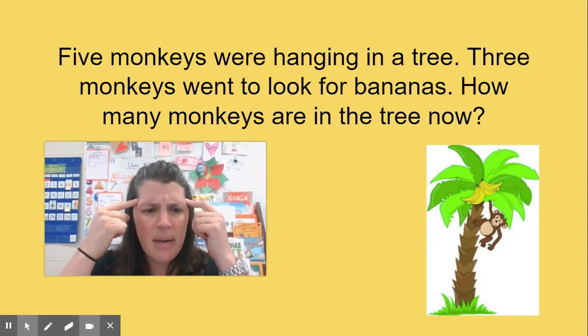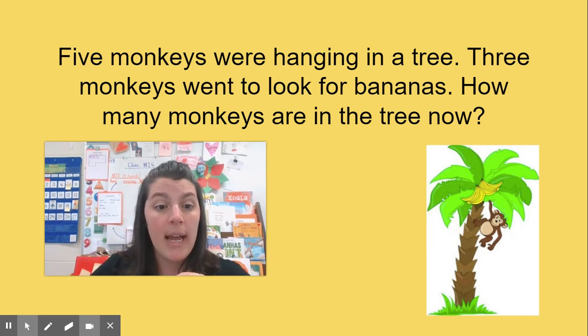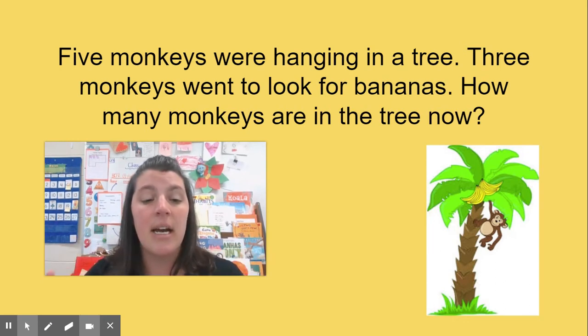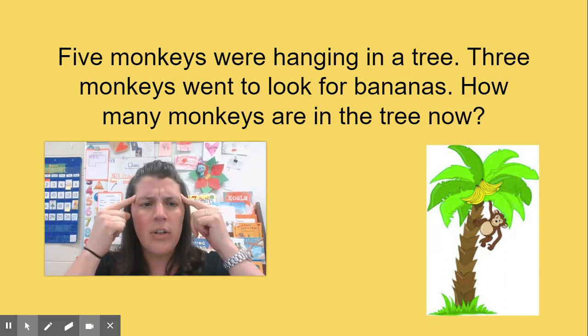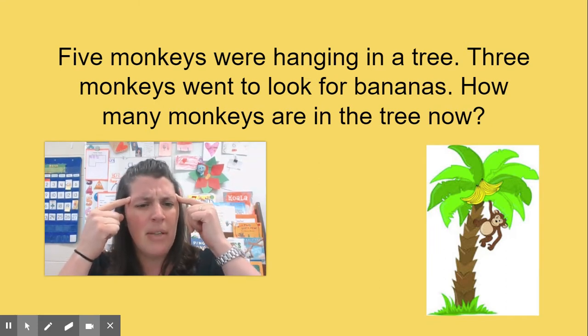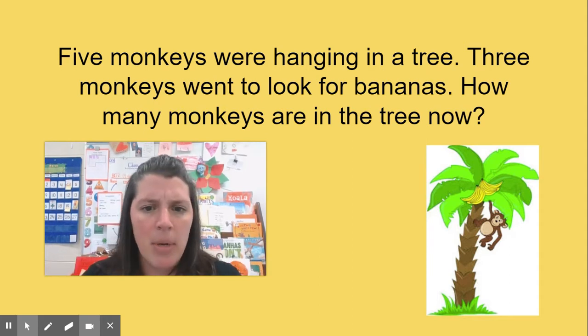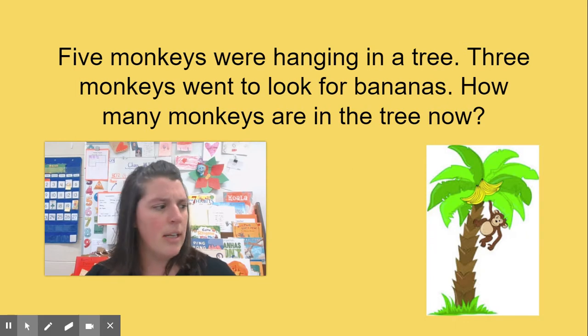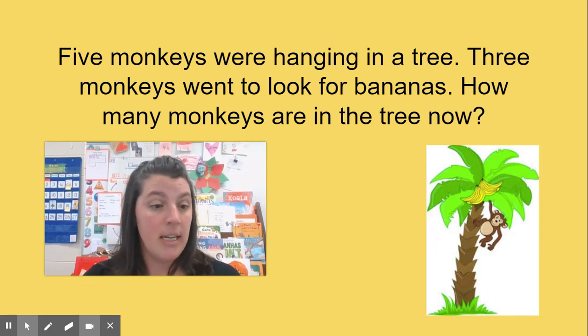If we have some of something, in this case monkeys, and then some of it goes away, we have less of that now. So now that we already know there's 5 monkeys, and then 3 of them leave, we want to figure out how many monkeys are left, how many are still in the tree. Let me show you what some people did.